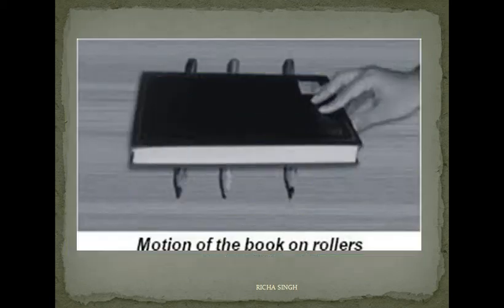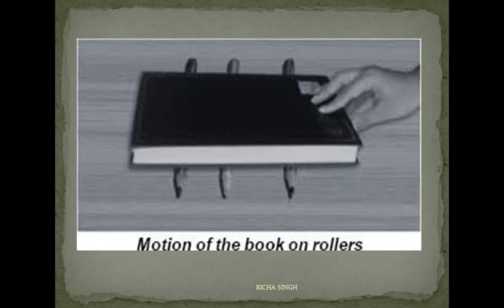Simple. One more activity. This is activity 3 from your textbook. If you are dragging the book, it will cover a certain distance, but if you put pencils beneath the book, then what will you observe? The book will move easily. Why? Because rolling friction is smaller than the sliding friction. So what happens? Rolling reduces the friction.